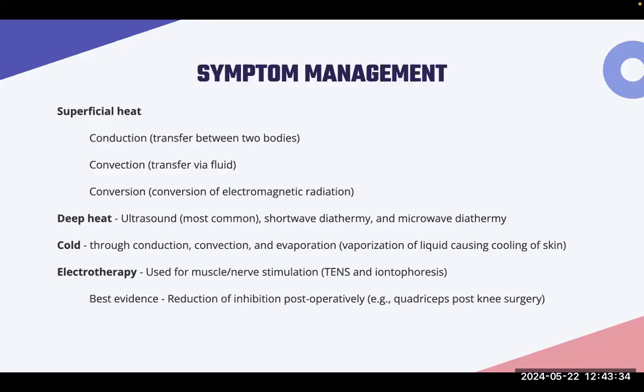Electrotherapy is the last one, and that's really TENS unit and iontophoresis, really muscle and nerve stimulation. And the best evidence to use electrotherapy is in like rehab after surgery. So for example, quadriceps, we want to wake those quads up. Justin, I don't know how much you're doing with these, but your quads shut down quite a bit. And if there's anything that you can do to try to wake them back up, this can certainly help.